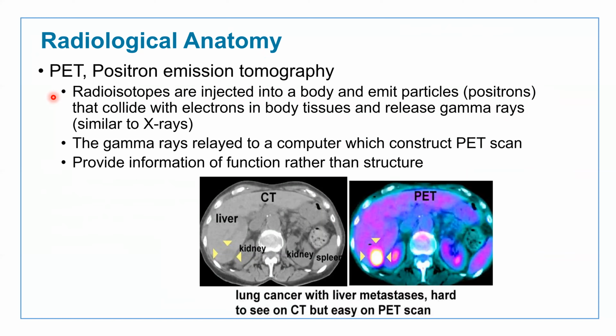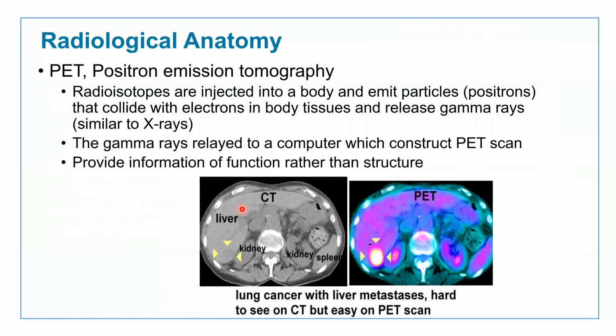PET. PET scan, or positron emission tomography. This one uses special radioisotopes that are injected into the body, and then they emit particles, and those particles collide with electrons and release gamma rays. So PET uses gamma rays, and those gamma rays are detected by a computer, and the computer produces the image. So over here, you can see an image done by PET scan, compared with the image of the same area done by CT scan.